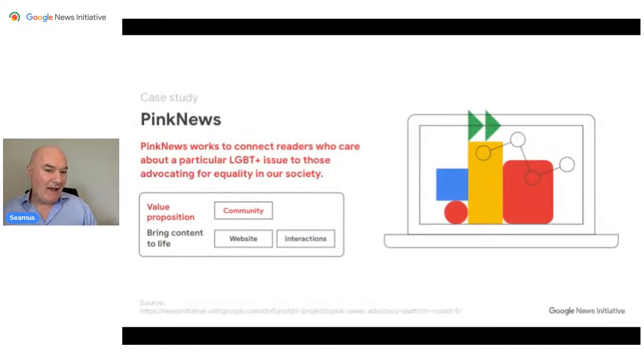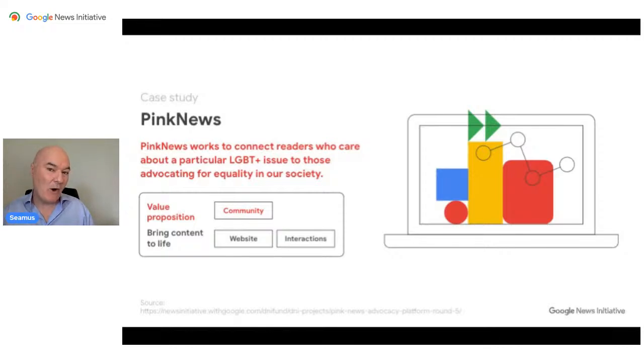Another example of where this is coming into play, where we've seen success, Pink News, working to connect readers who care about a particular LGBT plus issue to those advocating for equality in our society. As you can see there, you've probably heard of Pink News. After reading a news article or watching a video on an issue that they care about, readers actually, we're hearing, they really find a concrete, immediate way to take action. So that's really this thing about call to action. It's really investing in the reader who wants to actually follow up on what they read.